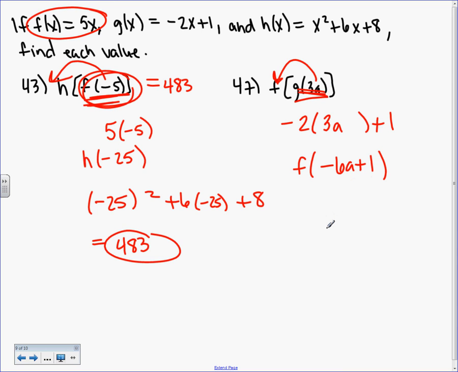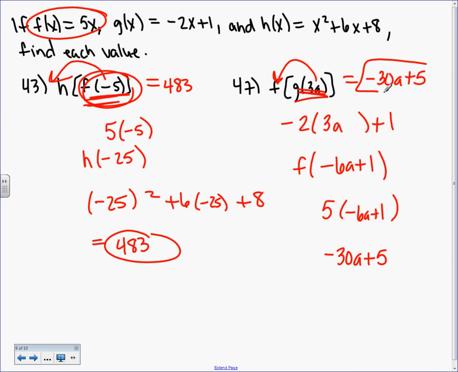Or basically, put this answer into the other one. Okay? So my f function is 5x. What am I saying x is? Negative 6a plus 1. So what do I get? Negative 30a plus 5. I think those are the easiest ones personally. Anybody confused? Okay. Anyone still need it? Okay, last one.